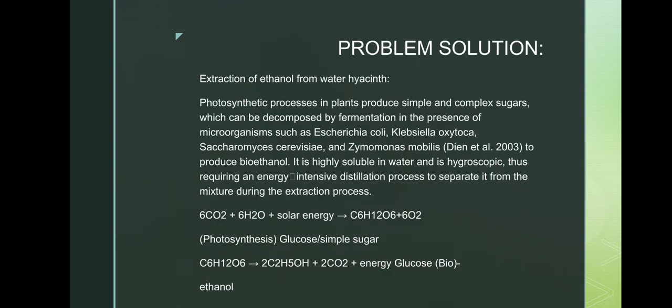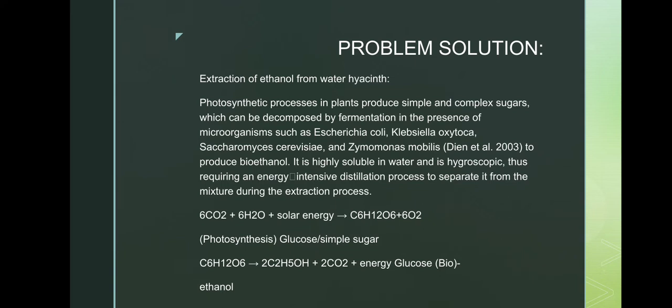Problem solution. Extraction of ethanol from water hyacinth. Photosynthetic process in plants produces simple and complex sugars which can be decomposed by fermentation in the presence of microorganisms such as Escherichia coli and Klebsiella oxytoca, Saccharomyces cerevisiae and Zymomonas mobilis to produce bioethanol. It is highly soluble in water and hygroscopic, thus requiring an energy intensive distillation process to separate it from the mixture during the extraction process.